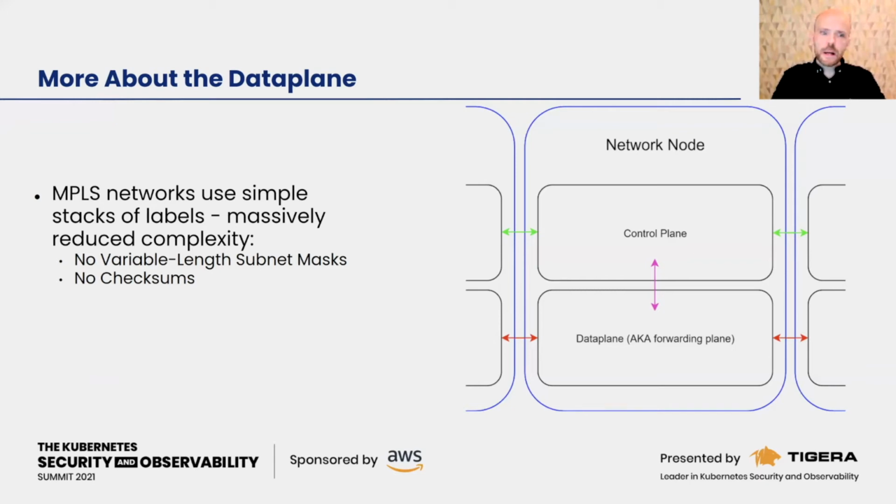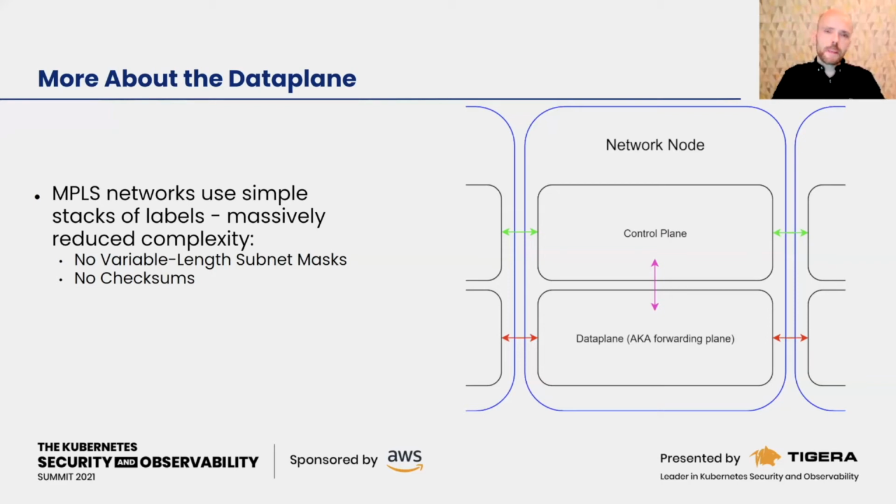variable length subnet masks, which allow you to have networks of different subnet mask length, for example, a /24 or a /28. Those are gone in MPLS, and there's no checksumming in MPLS. All of this simplification allows the data plane for MPLS to be very fast, simple, and effective. MPLS was a good example of identifying the key requirements and implementing only those requirements.